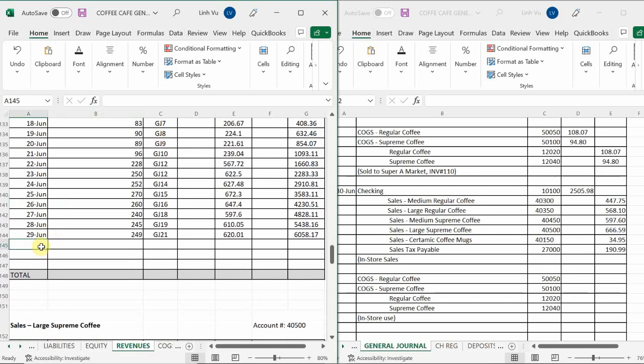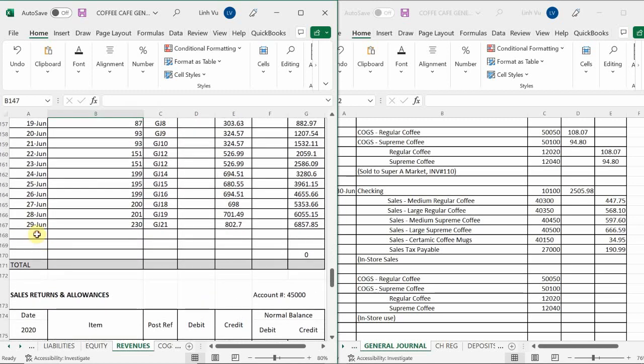And then medium supreme, we sold 240 cups on page 22 for 597.60. So grand total is now $6,655.77. 665577. Good.